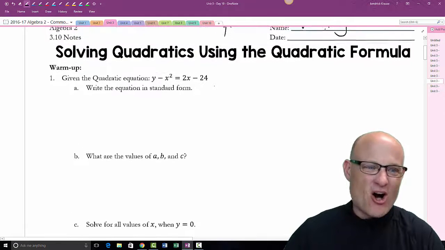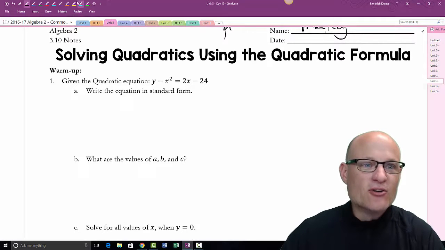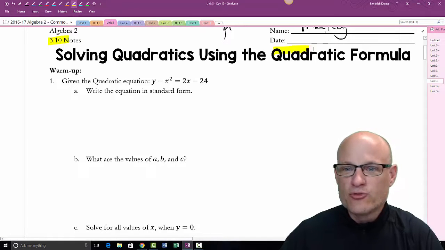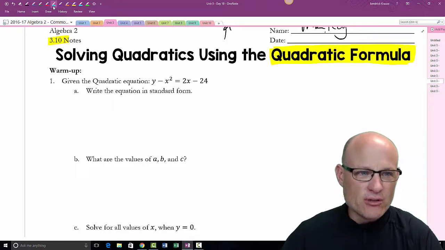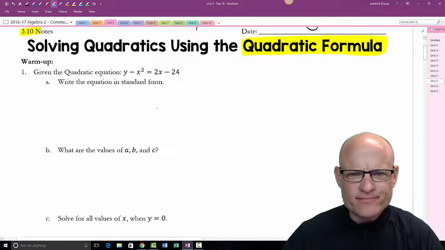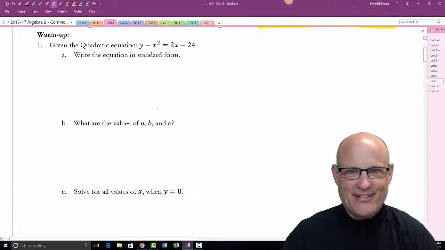Today we are going to talk about Unit 3-10. Oh, what are we talking about? Solving using the quadratic formula. Now, I believe you got exposed to this in 9th grade. I'm not certain, but I believe you did. So let's just get started. We're just going to solve quadratics.